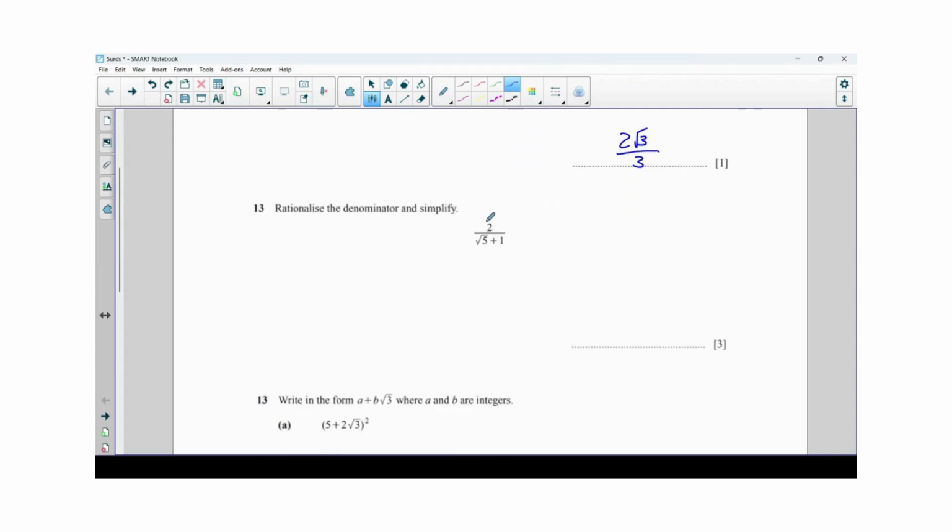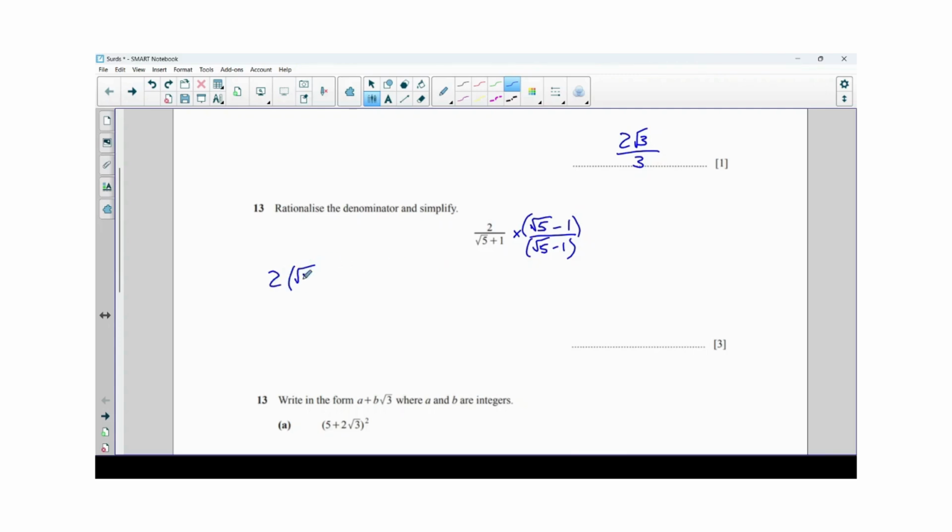The second one is a bit trickier and more likely to be like the kind of question you get. When you get two terms on the bottom like this, the thing we always want to do is multiply by the conjugate of the bottom. Now that means instead of root 5 plus 1, we're going to multiply by root 5 minus 1 on both the top and the bottom. That's going to be our first step in lots of these questions.